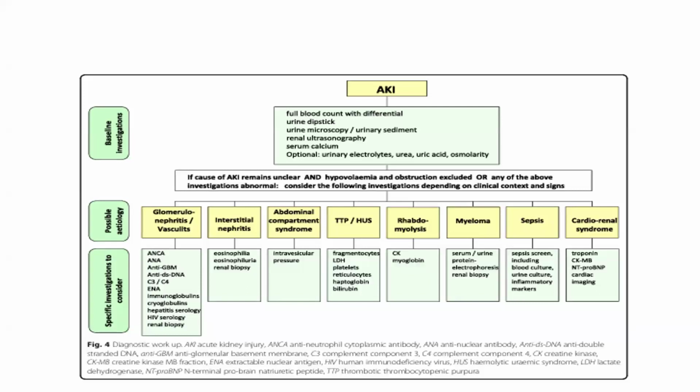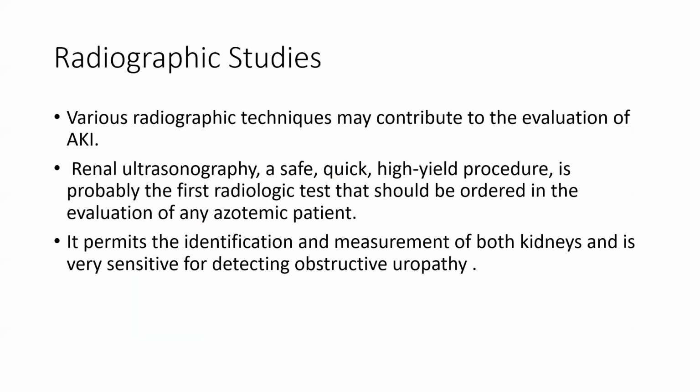If from the clinical scenario we are suspecting conditions like TTP, HUS, then we can order LDH, fragmentocytes, platelets, reticulocytes, haptoglobin, and bilirubin. If there is rhabdomyolysis, then kindly order creatine kinase and myoglobin. If you're suspecting myeloma, then serum and urine protein electrophoresis, renal biopsy. In case of sepsis, the sepsis screen includes blood culture, urine culture, and inflammatory biomarkers. In case of cardiorenal syndrome, we should check the levels of troponin, CK-MB, NT-proBNP, and cardiac imaging.